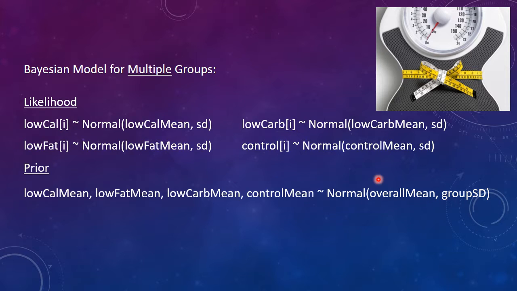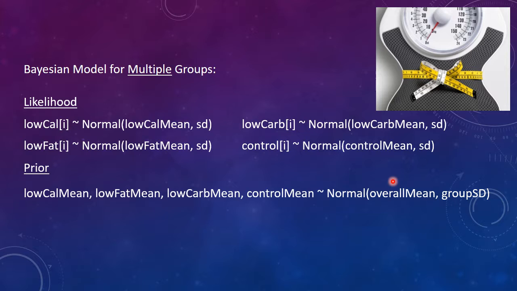The normal prior distribution for the group means has an overall mean, which is a measure of central tendency for weight loss programs, and a standard deviation. This standard deviation reflects how much variability there is between the weight loss programs. If this standard deviation is small, all the weight loss programs get similar results. On the other hand, if this standard deviation is large, the results for different weight loss programs are rather different.